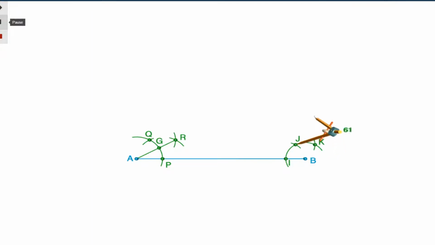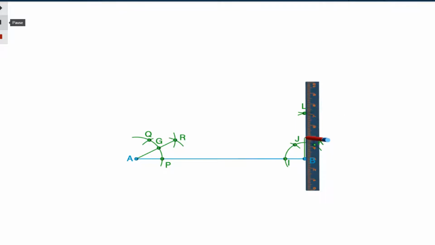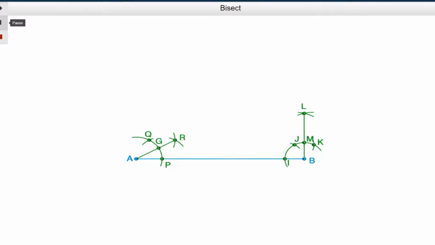Mark it as K. Now we have to bisect arc JK. With J and K as centers and any convenient radius, the same radius, draw arcs which intersect each other at some point. Name it L. Now join BL. So LBA is a 90 degree angle. Angle B is 90 degrees. So we have constructed the base angles.